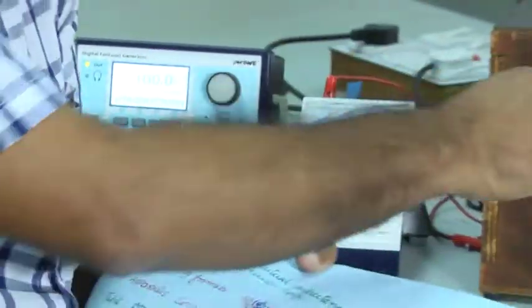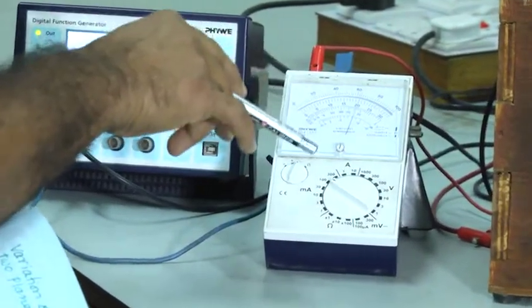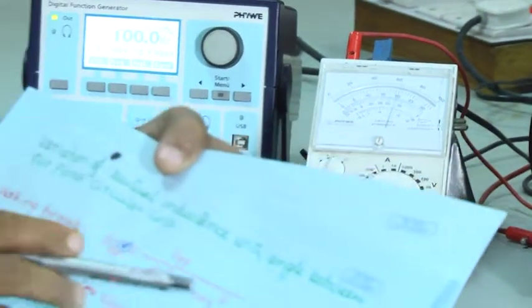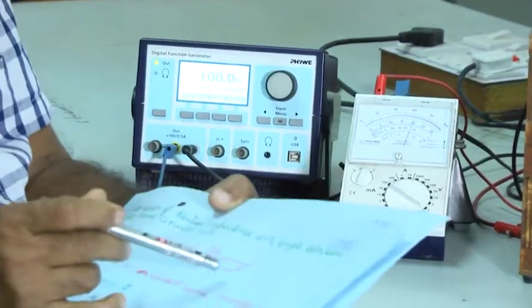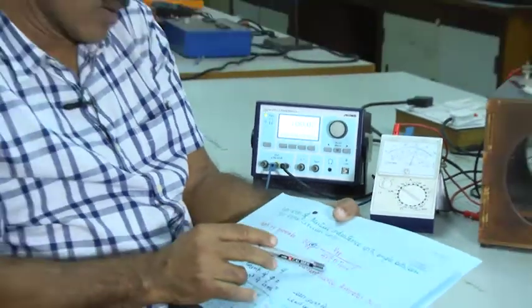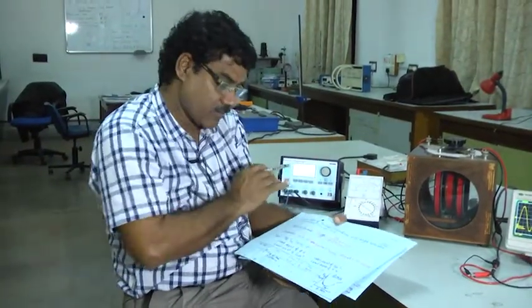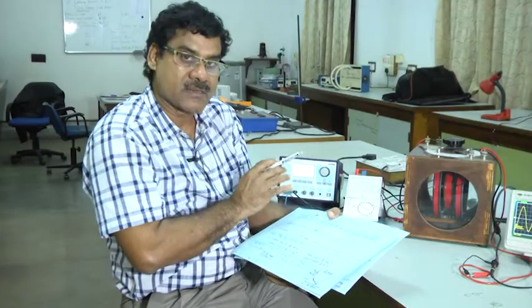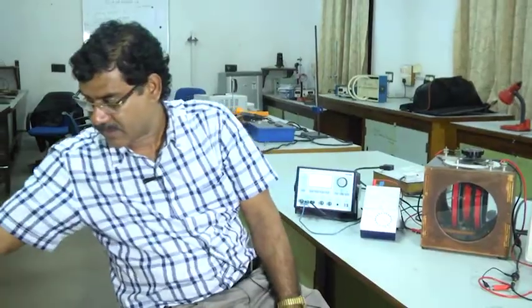Okay. So, VPP, the peak to peak value, we will get from the CRO, I RMS we will get from this ammeter, and nu, the frequency, we will get from this function generator. So, this is the working formula, and whatever instruments you need, I have already shown you. Now, let us do the experiment.